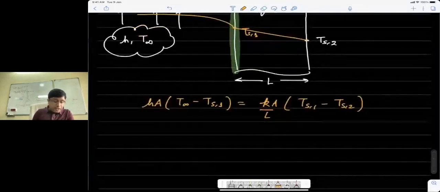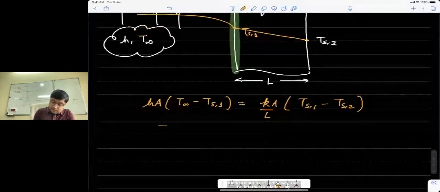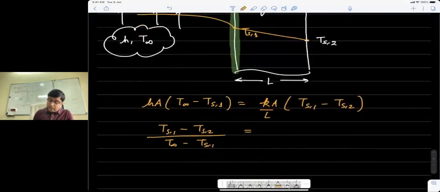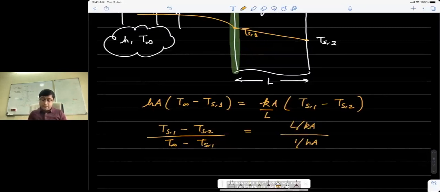So let me do a little rearrangement here. I can write (TS1 minus TS2) by (T infinity minus TS1) to be equal to (L by kA) divided by (1 by hA). Because I'm going to take them separate, I hope this is clear. Basically, it should be hA by k by L, but then I flip, because it's hA in the numerator, I can flip it to 1 by hA in the denominator.